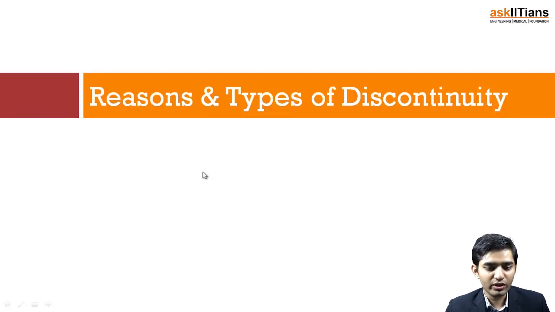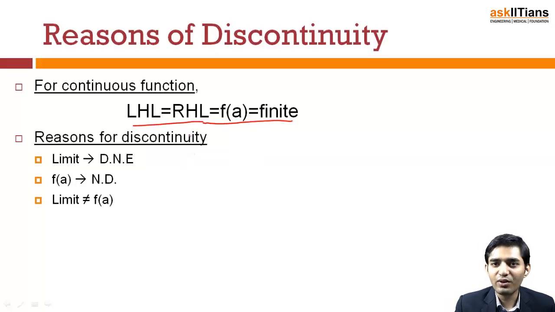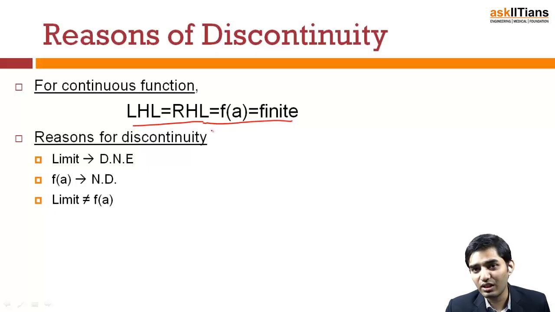First of all, let me tell you what the reasons of discontinuity are. Why does the function become discontinuous? First, you tell me when a function is continuous. A function will be continuous if LHL is equal to RHL is equal to the value of the function, equal to finite. If LHL = RHL = f(a) = finite, then the function will be continuous, otherwise it will be discontinuous. If this condition fails to be satisfied, then the function will be discontinuous.